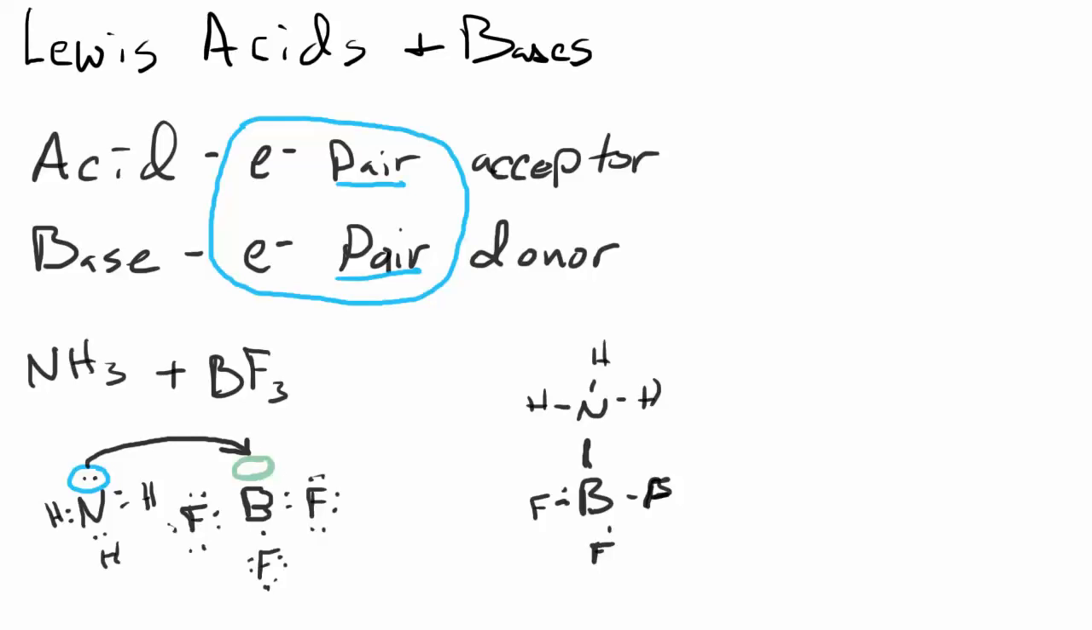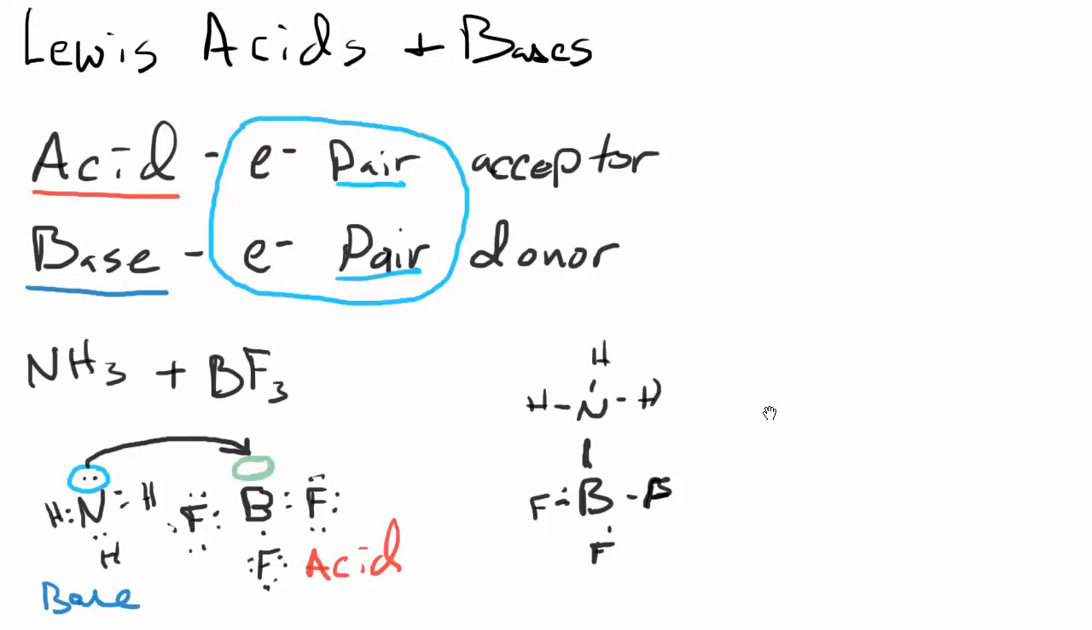And so what that means is the theory says that the electron pair acceptor is the acid. And so that means that the boron trifluoride is the acid here. And it says that the electron pair donor is the base, and that makes the ammonia the base. And so that's basically the Lewis acid-base theory, and it can apply to a whole bunch of different chemical situations.